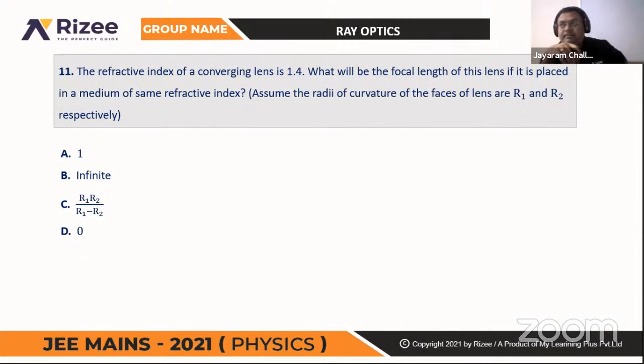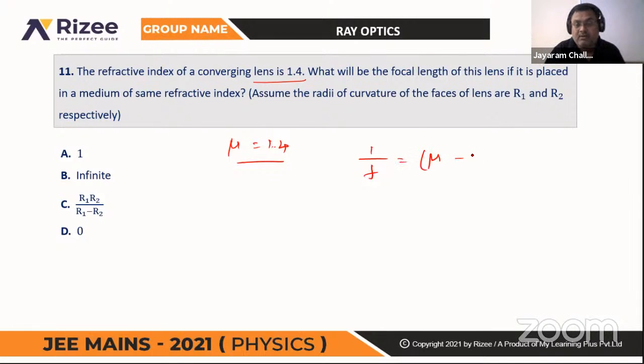Now, next one. The refractive index of the converging lens is 1.4. That is, mu is equal to 1.4. He has provided the focal length. What will be the focal length if it is placed in a medium of the same refractive index? So that means he's asking about placing it in the same refractive index.